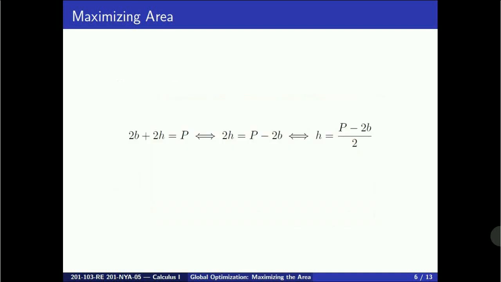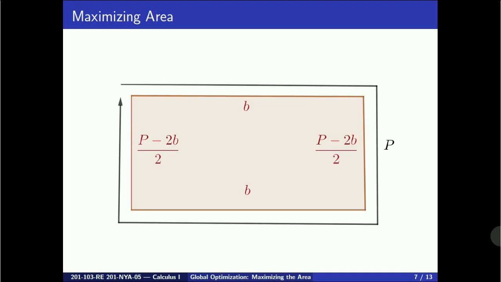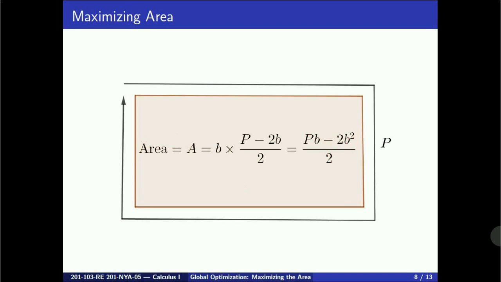This is true since twice the base plus twice the height, so 2b plus 2h equals the perimeter p. So 2h is p minus 2b, and h is (p minus 2b) divided by 2. This shows that if we fix the base, then the height is the perimeter minus twice the base, all divided by 2. So the area of the rectangle, the function that we want to maximize, will be base times height, so b times (p minus 2b) over 2, and after expanding, this gives (pb minus 2b squared) over 2.